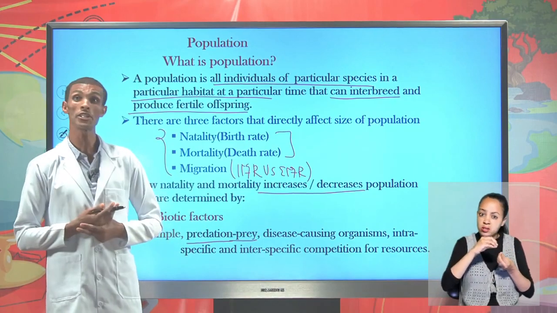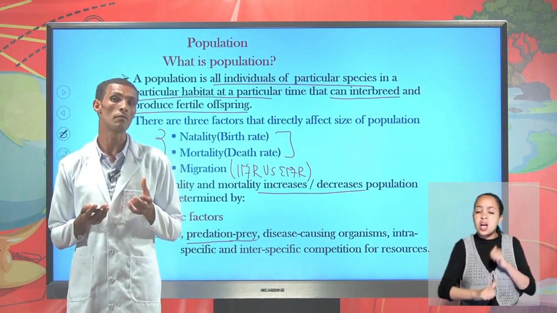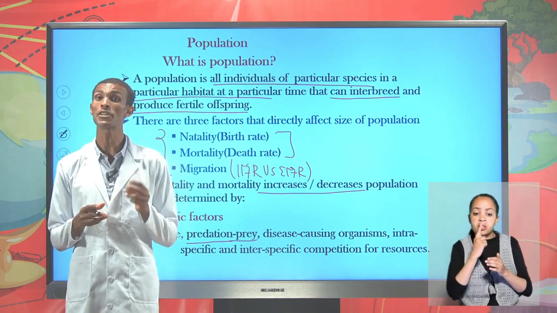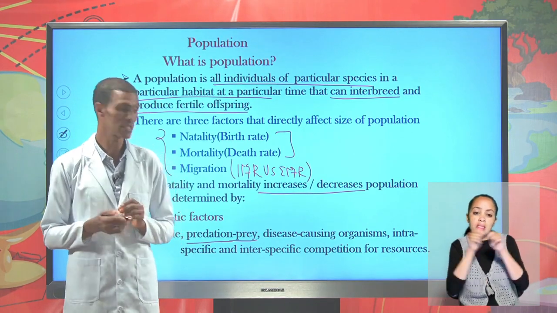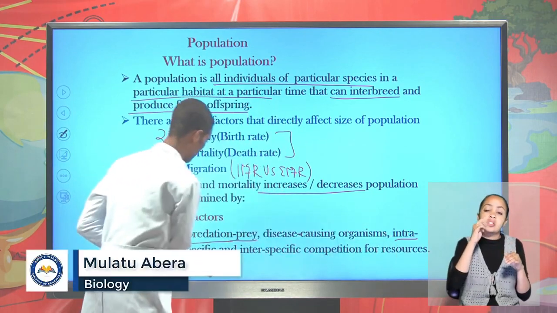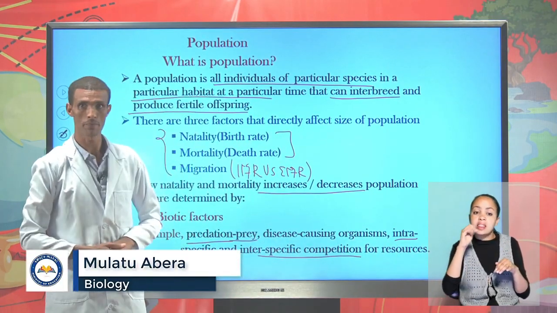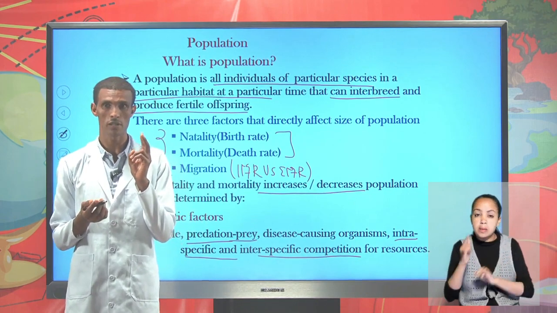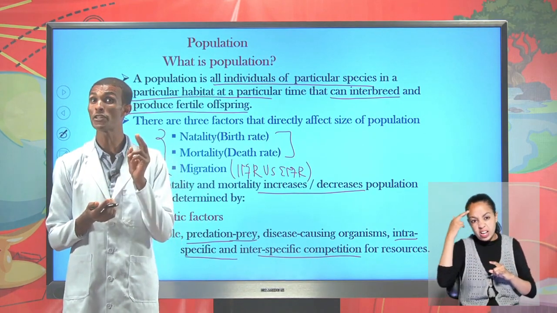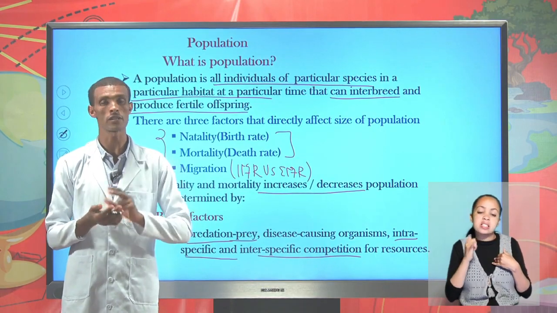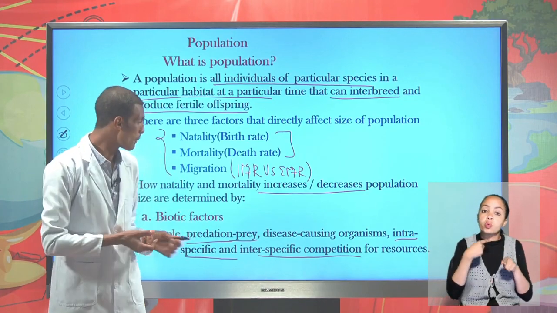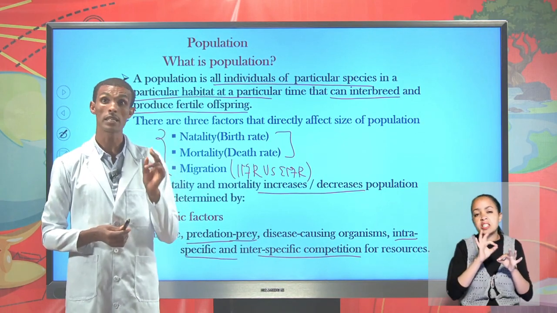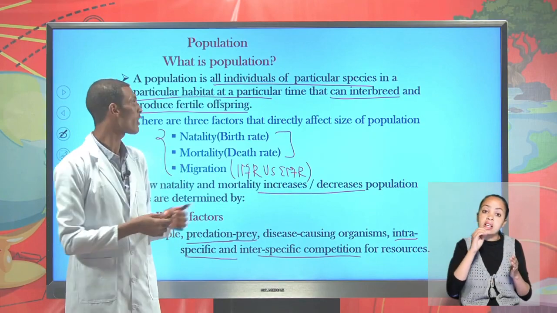Another biotic factor is competition. Populations can compete with each other for a resource. This competition may be classified into two main types: intra-specific competition and inter-specific competition. Intra-specific competition is a competition of the same species for a given resource. A competition between different species is considered inter-specific competition. So, these three are the main biotic factors that can affect population size.